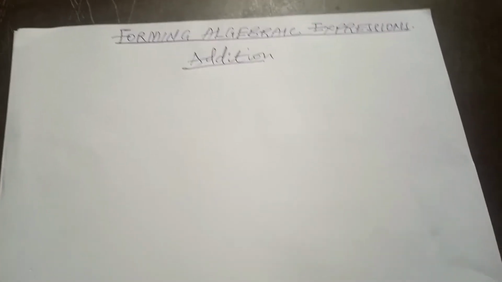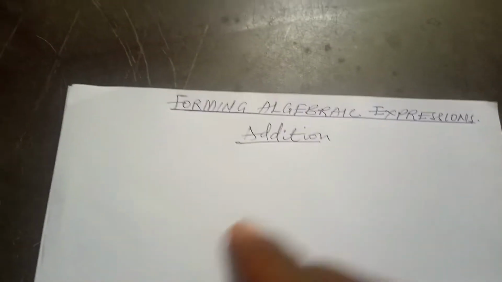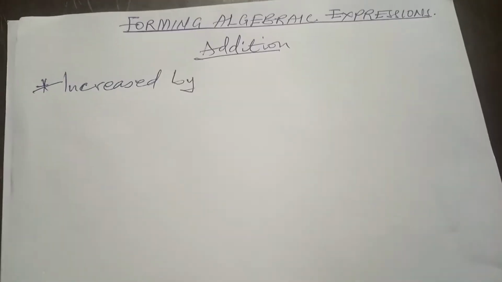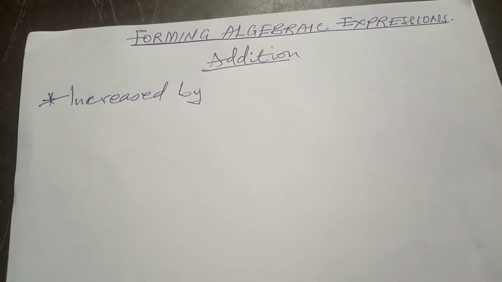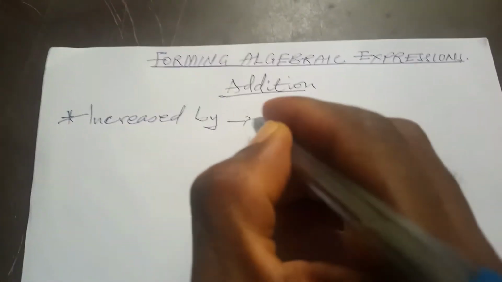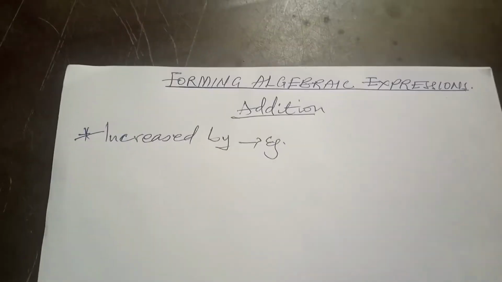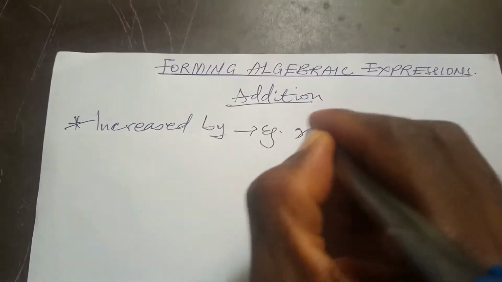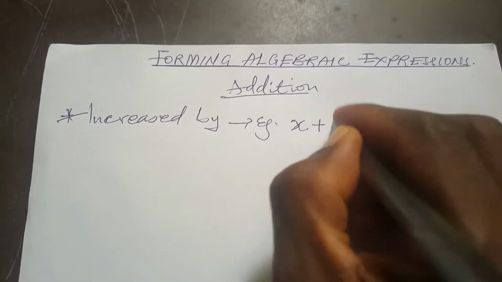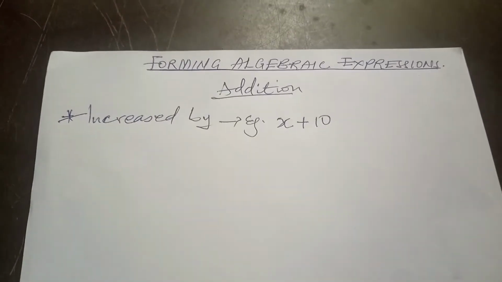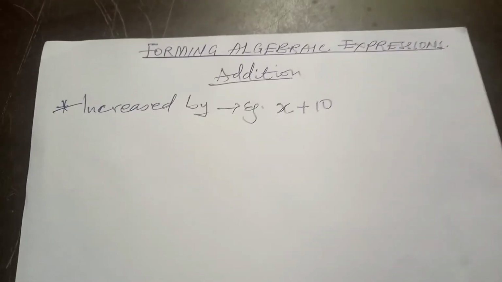For you to add, you should be looking out for phrases like increase by. For example, we said a number increased by 8 or increased by 10. But we don't know the number yet. Since we don't know the number, we can call the number x. Then increase by 10 means the number plus 10. So the expression becomes x plus 10.